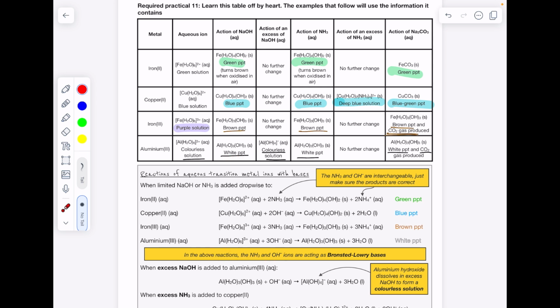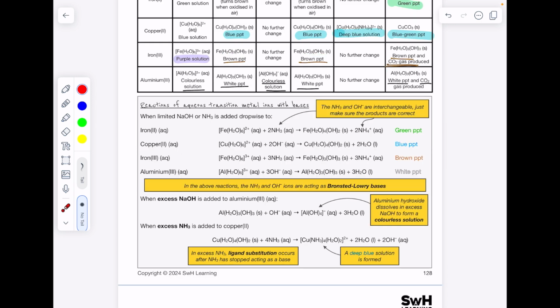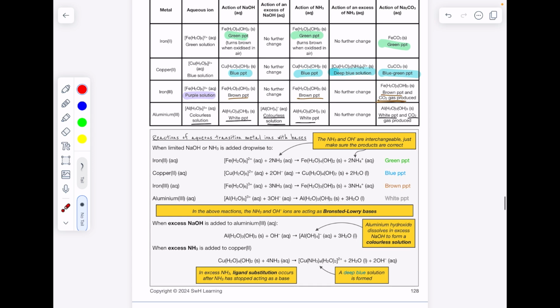In these reactions, we can say that the ammonia and the hydroxide ions are acting as Brønsted-Lowry bases, which means that they're acting as hydrogen ion, proton, acceptors. If we look a little bit more in depth, particularly here and here, these are the only two reactions that occur with excess sodium hydroxide and excess ammonia.